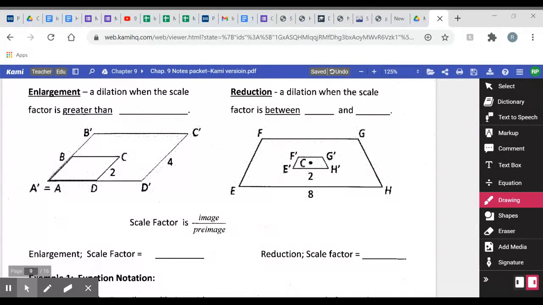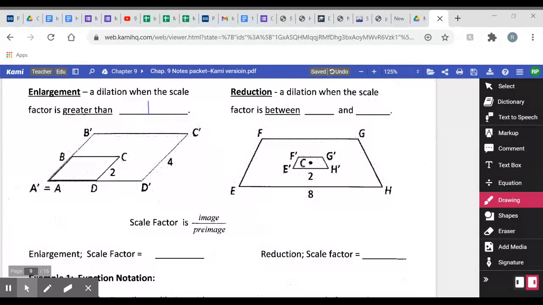Okay, so an enlargement is a dilation when the scale factor is a number greater than 1. It can be a fraction, it can be a decimal, but anything that represents a number greater than 1 would be an enlargement. It can be 1.5 or 3 halves or 5 halves or 2 or 3 or 2.5. Any of those would represent an enlargement.